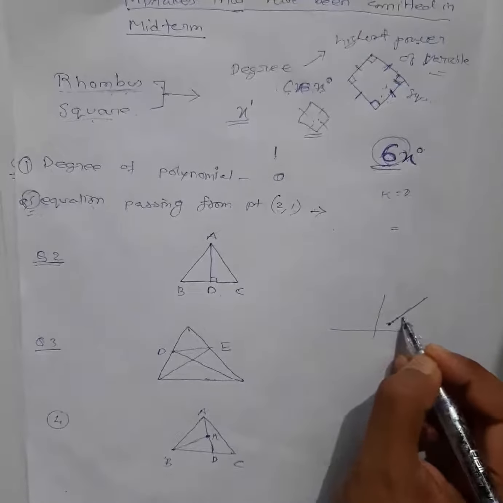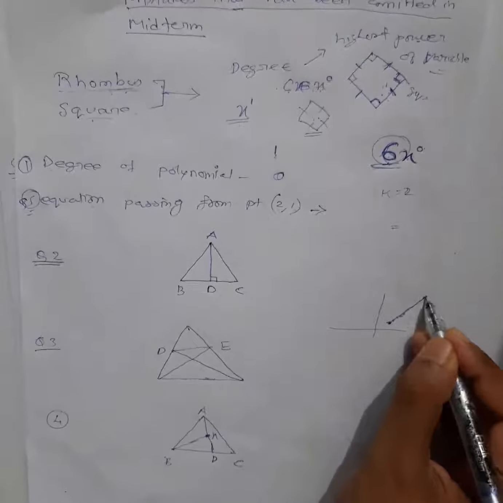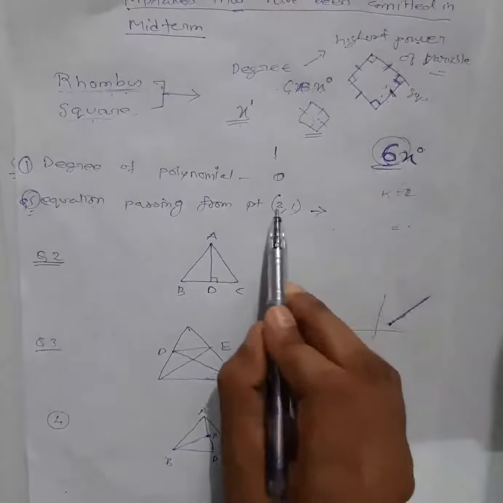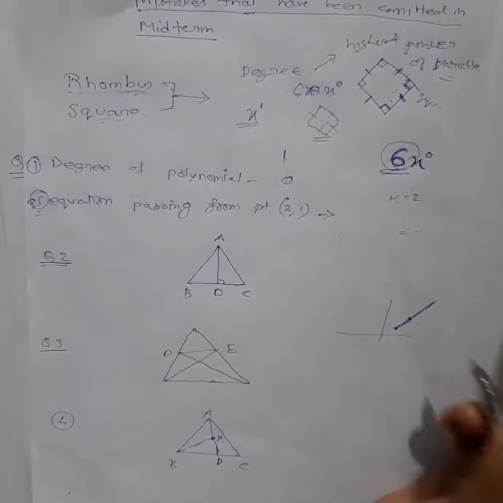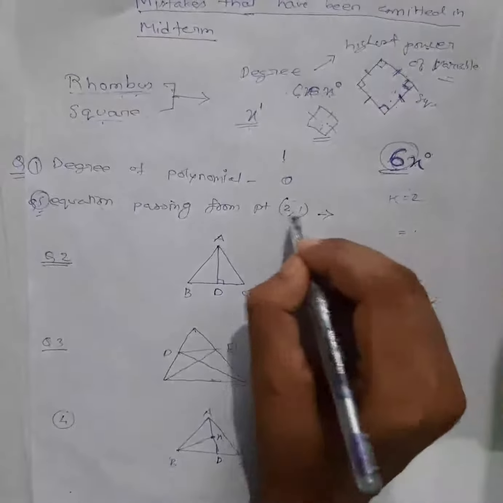It is nothing but a collection of infinite points. These are points, right? So obviously if I have to write the equation of a line which passes through here, what I have to do is that the point must satisfy the equation. That's what I have explained, right? So I have to write one equation which this point will satisfy.